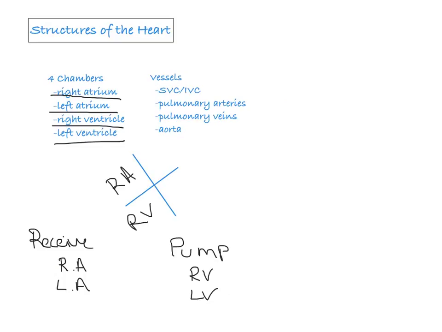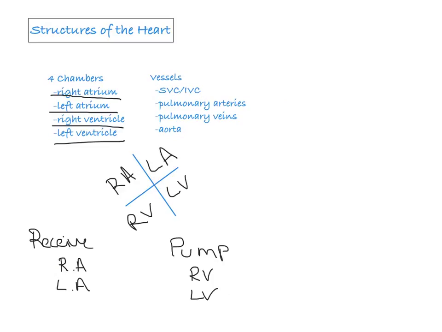On the left side, you're going to have the left atria receiving the blood that just came from the lungs, and it's going to hold it there until it's ready to go down into its respective ventricle, which is the left ventricle. So we've just talked about the four chambers: right atria, right ventricle, left atria, left ventricle. The right atria and the left atria are receiving chambers. The right ventricle and the left ventricle are pumping chambers.